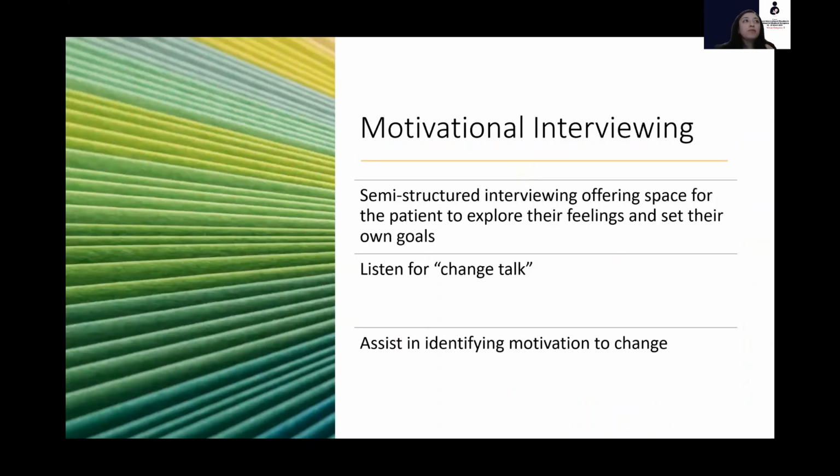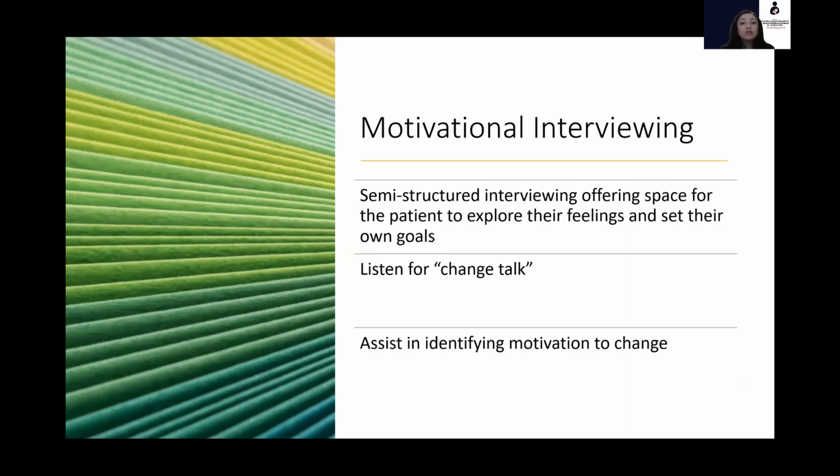So what are some of the things that we can use to actually implement these changes as part of a long-term strategy rather than a point in time intervention? Motivational interviewing is one of the techniques we can use.